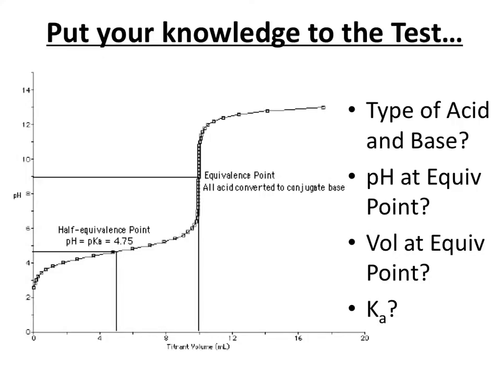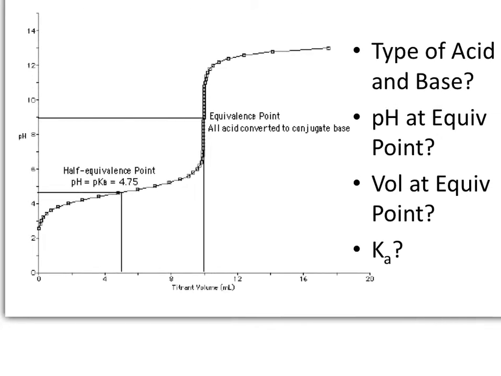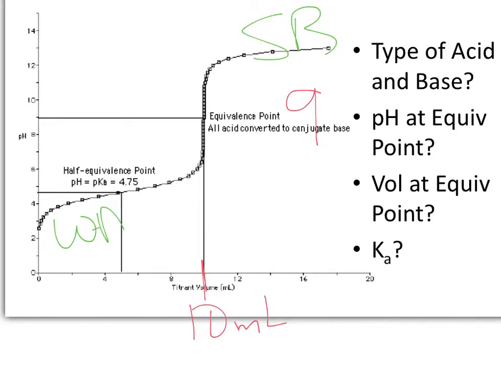And last thing, I promise I'll let you go. Let's answer these questions. Type of acid, type of base. Weak acid, strong base. The pH at the equivalence point: 9. The volume at the equivalence point: 10 milliliters. And then the Ka. This is the part that I want to talk about. We're going to end the lecture.